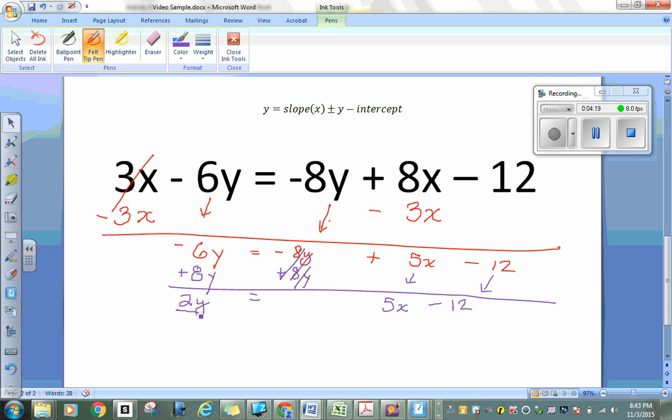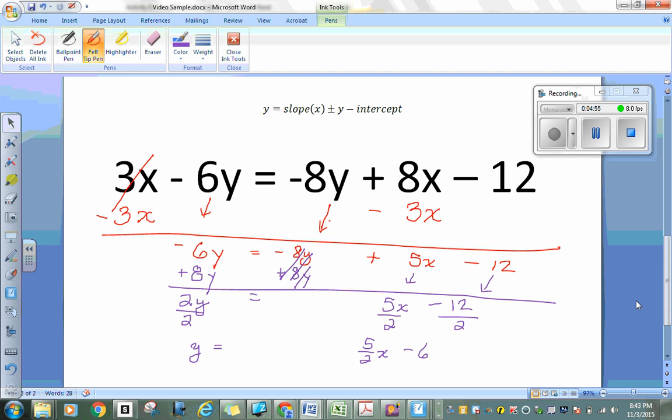So how do I go about doing that? Really simple now. All I have to do is divide by 2, and divide by 2. So what is my final answer? y equals 5 over 2x minus 6. Mr. Karampitan, how did you get 6? Negative 12 divided by 2. That's how I got that. How did I get 5 over 2? 5 divided by 2. Where did I get all that? By dividing everything by the coefficient of y.